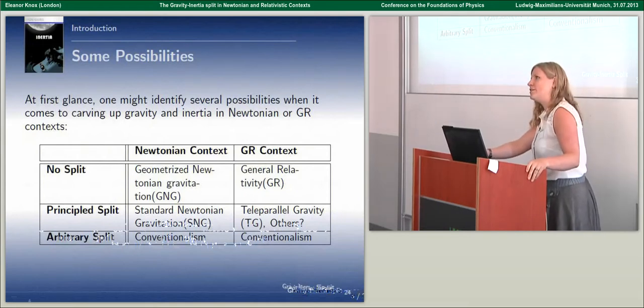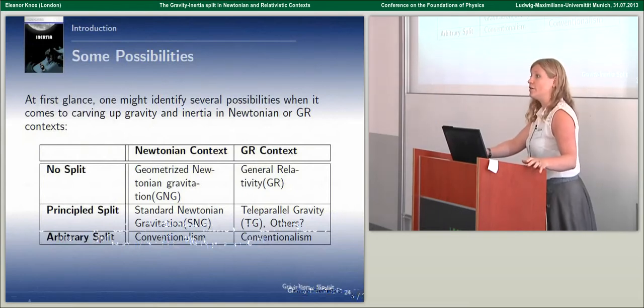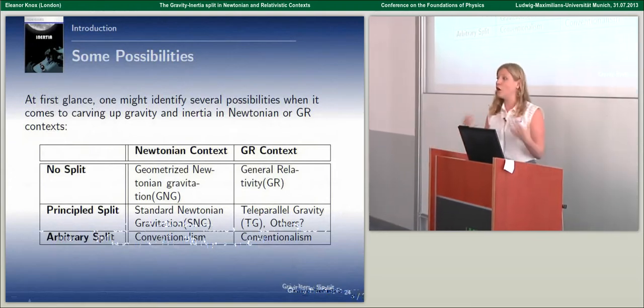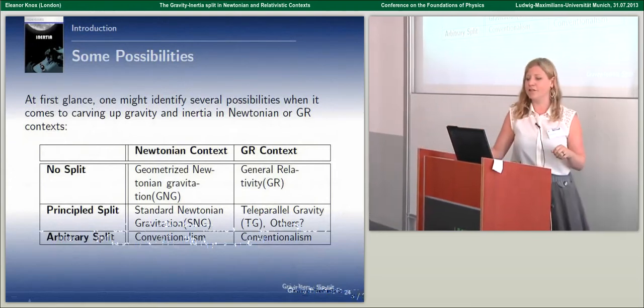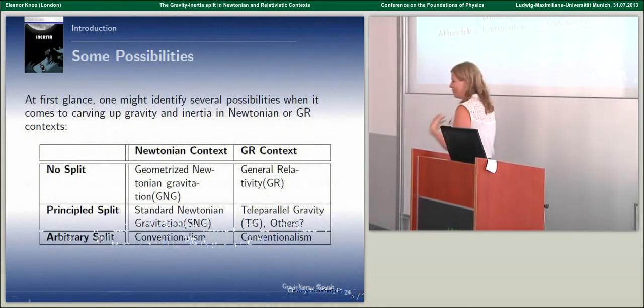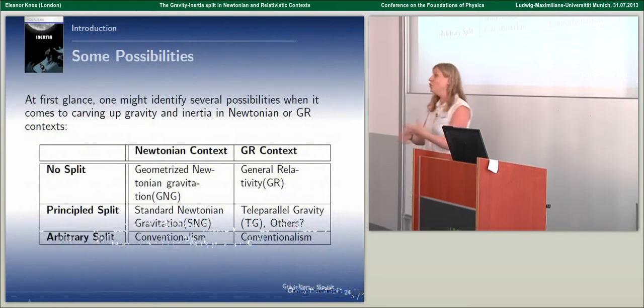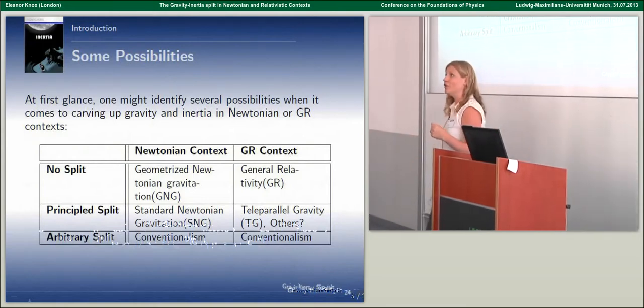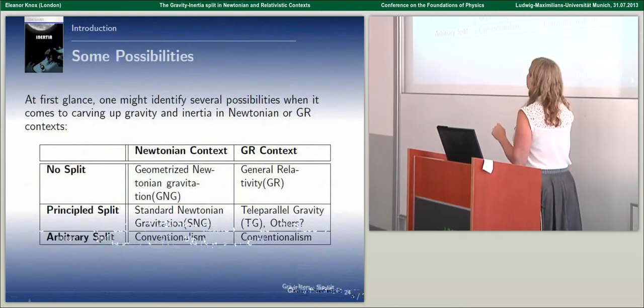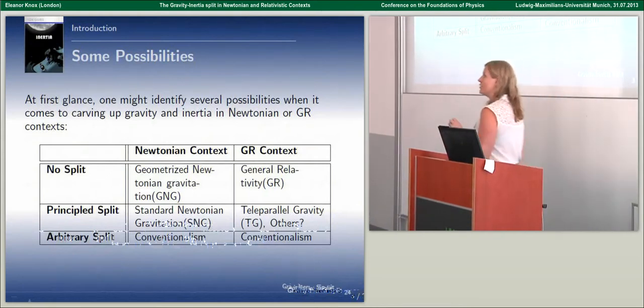Or you might try and make a split in a principled way. So you might try and come up with a theory with some field equations that told you how to split up gravity and inertia. Or you might try and make an arbitrary split. You might just want to assert that, forget about whether you have nice equations, you can carve your inertial field up into a gravitational and inertial part. And you can do this either in a Newtonian context or in a GR context.